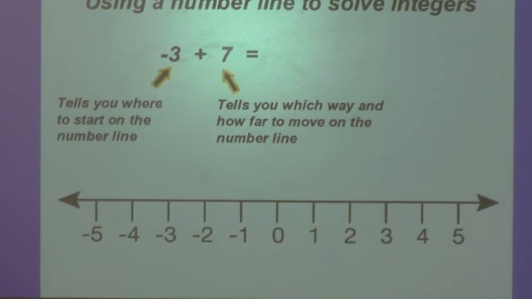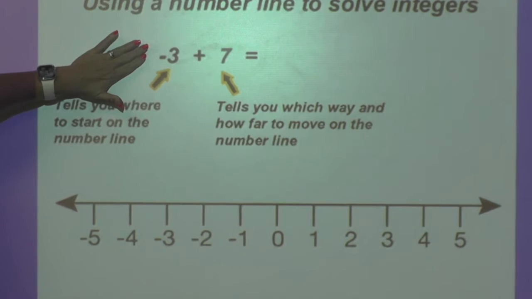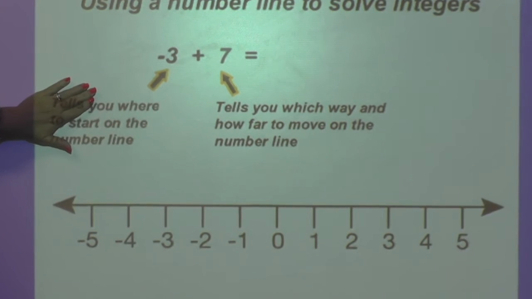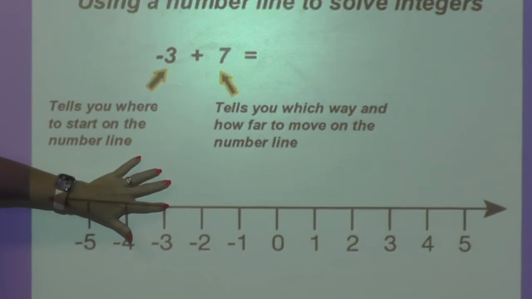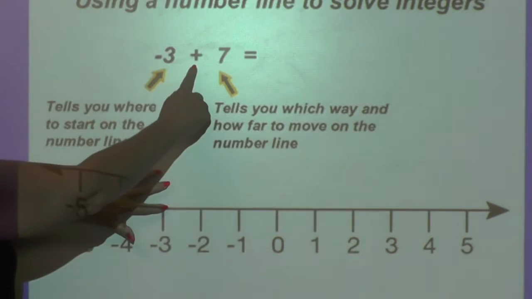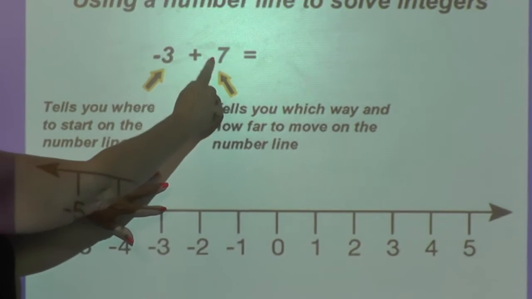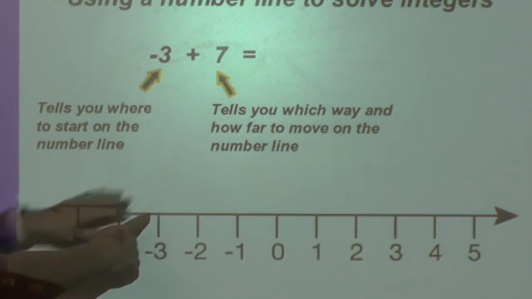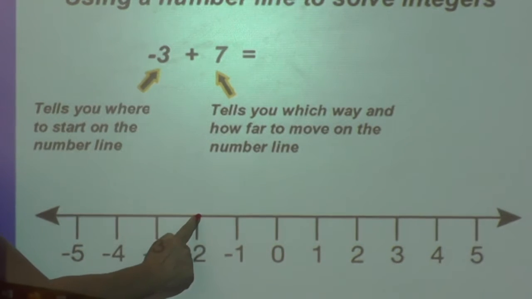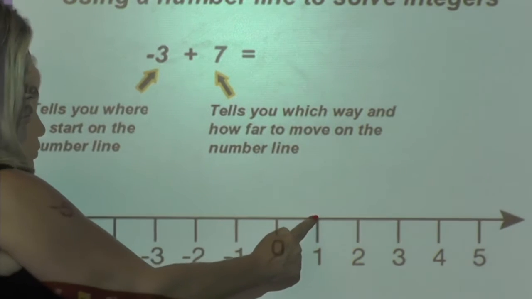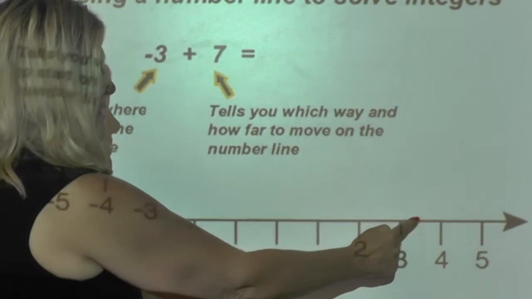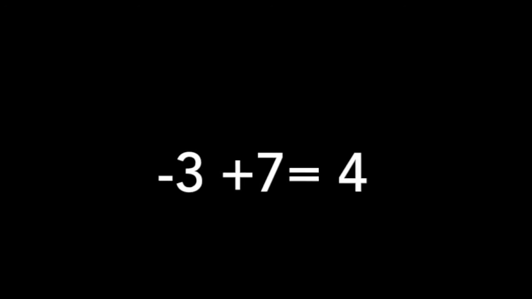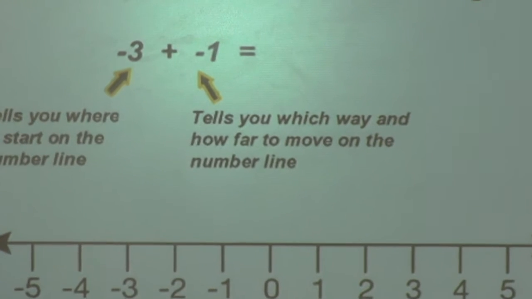Let's do our first problem with the number line. All right, so you see the first number was -3. Remember, that tells us where to start. So here we are on -3, and then we're adding 7, and that's a positive 7, so that tells us that we're going to move to the right 7 places. So let's do that. We're at -3. 1, 2, 3, 4, 5, 6, 7. Are you at +4? Is that the answer you got? Excellent.